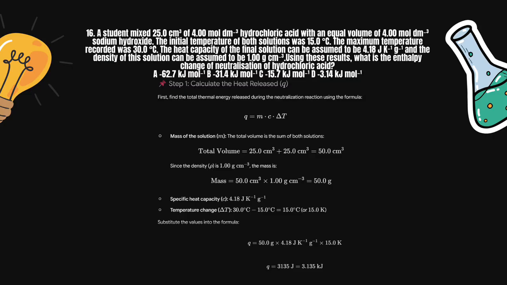Step 1. Let's calculate the total heat energy released using our trusty formula Q equals mc delta T first. We find the total mass by adding the volumes of both solutions together, giving us 50 cubic centimeters, which converts to 50 grams based on the density. Next, we find the temperature change, which is a jump of 15 Kelvin. Plugging everything in, we get a total heat release of 3,135 joules or 3.135 kilojoules.